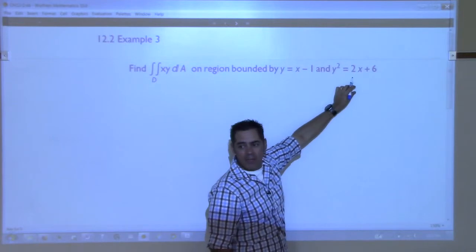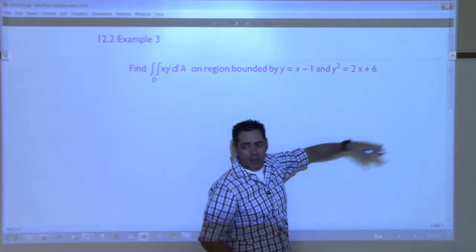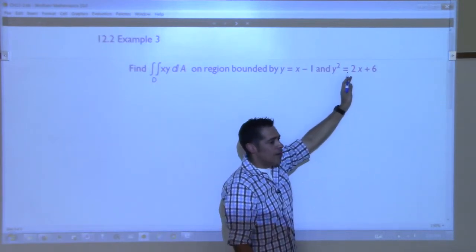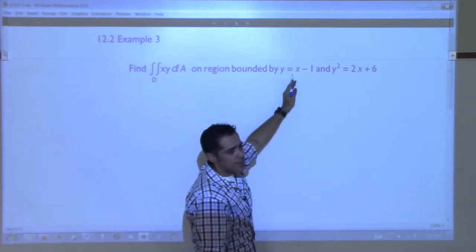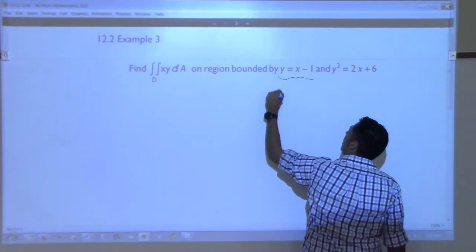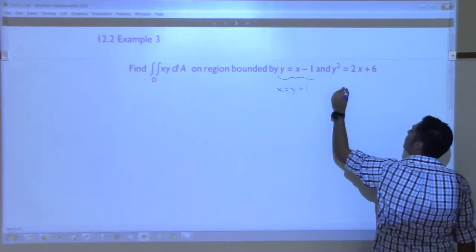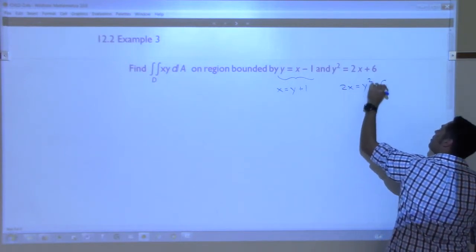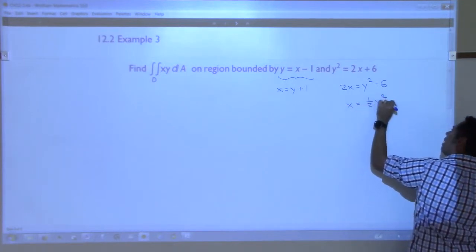This one you cannot, because in order to solve for y, you need to take the square root. You would have plus or minus. You would have two different answers. So you can't solve this cleanly for y, right? But you can solve this for x, and you can solve that for x. So why don't I solve this for x? That's x is y plus 1. And if I solve this one for x, let me see, I get 2x equals y squared minus 6. So x equals 1/2 y squared minus 3.